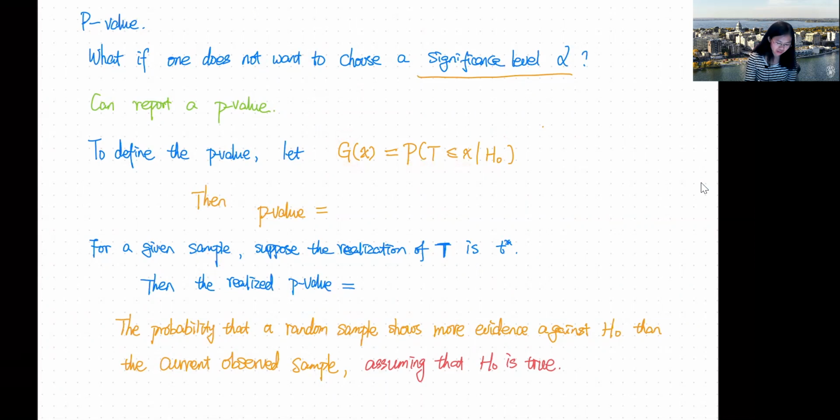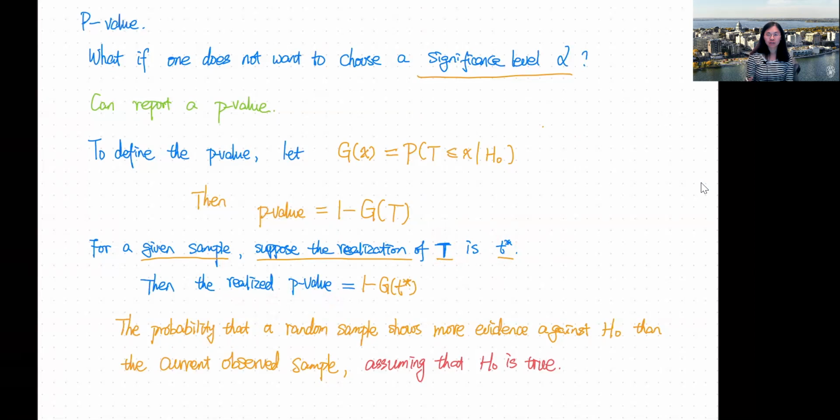So the p-value, on the other hand, is 1 minus G evaluated at T. The p-value is simple, it's just 1 minus G of T. T is your test statistic. So for any given sample, suppose that the realization of the test statistic is T star. T star is the number you get after plugging in your numbers, the data, into the formula for the test statistic. So T star is the realization of T for your given sample. If that is the case, then the realized p-value will be 1 minus G of T star.